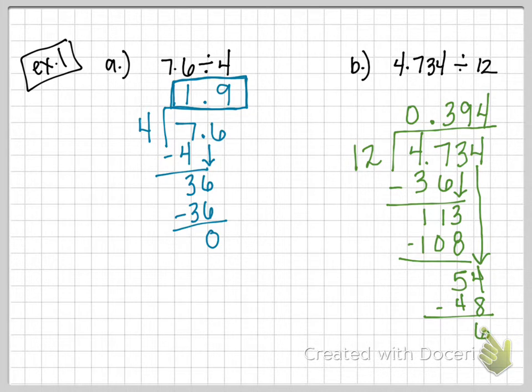Are we done? No, we didn't get a 0 at the bottom. So what can we bring down? A 0. Bring down a 0. 12 goes into 60 how many times? 5. 5 times 12, if you know your 12s tables, is 60. Now am I done? Yes.